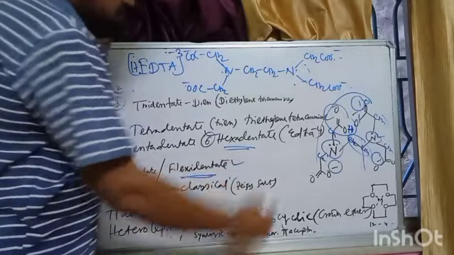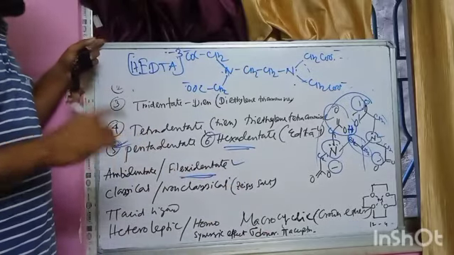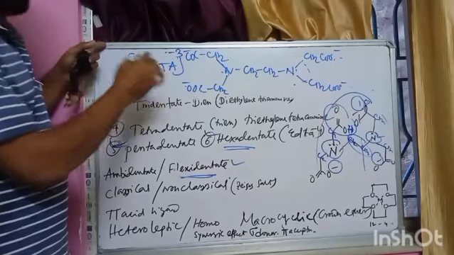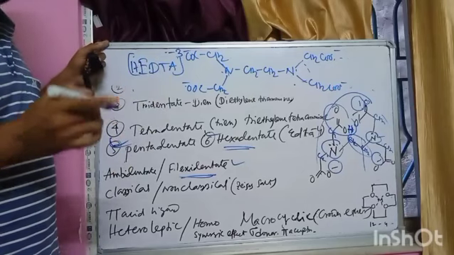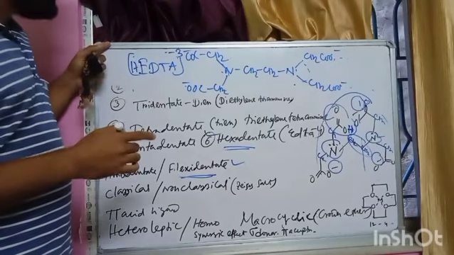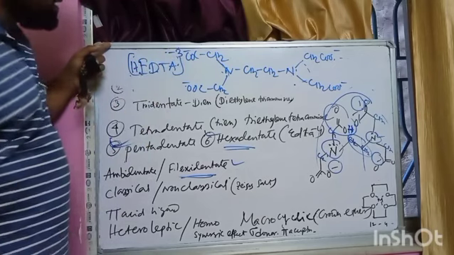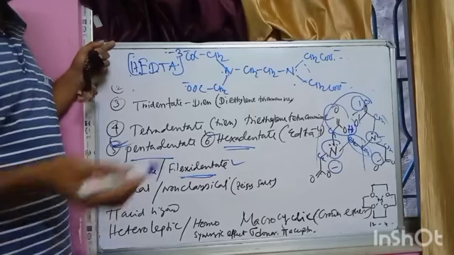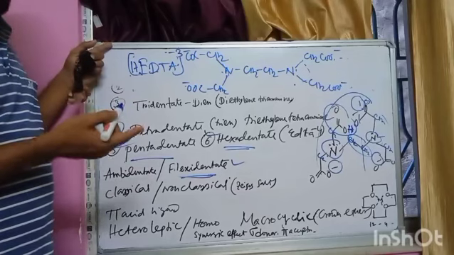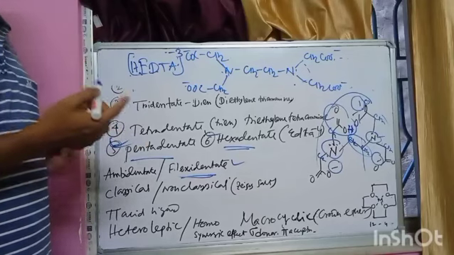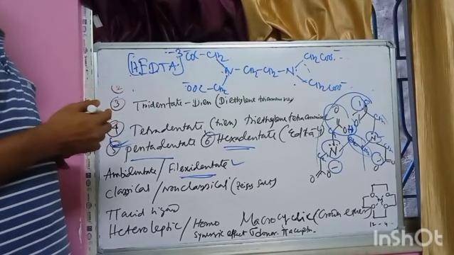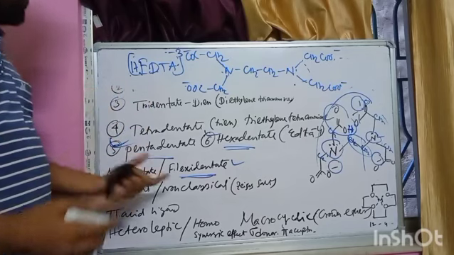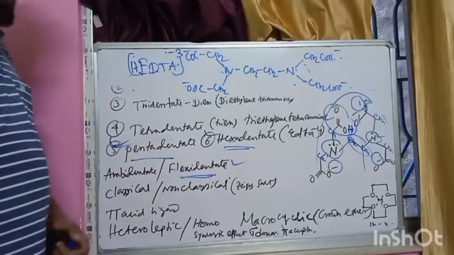Flexidentate ligand means that EDTA with the formula EDTA4- acts as a hexadentate ligand, and HEDTA3- acts as a pentadentate ligand. Whether it acts as a tetradentate or tridentate ligand depends on its denticity, or donation capacity, to the central metal ion, so it acts as a flexidentate ligand.